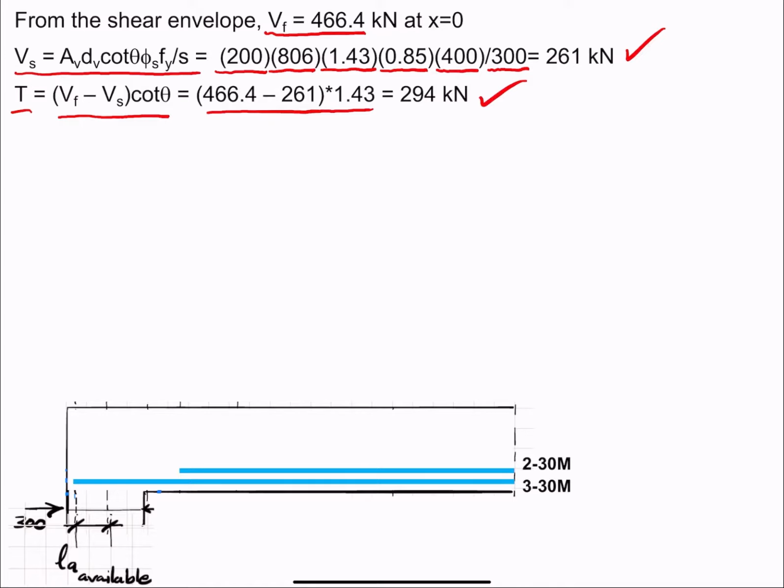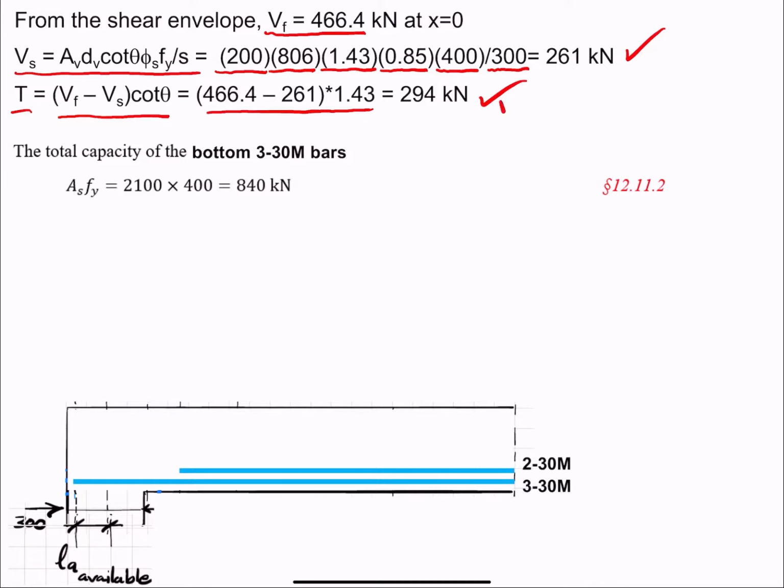So, okay, I had 30Ms there. The total capacity of those bars is area of steel times Fy, equal to 2100 times 400, 840 kilonewtons to develop. So this is the total force that the 30Ms can develop, but we are developing 294. So at first glance, we would consider it correct, because it's much less. But this has to do with development length.